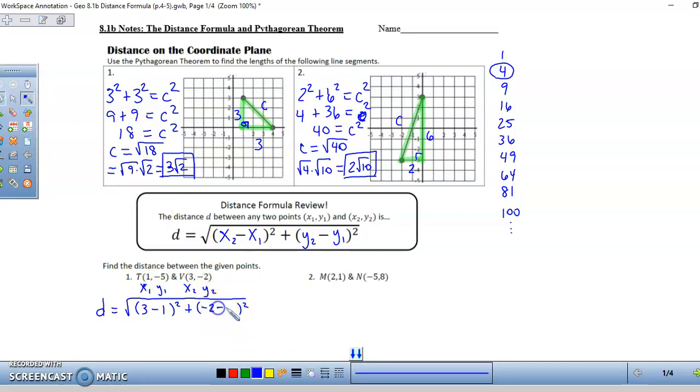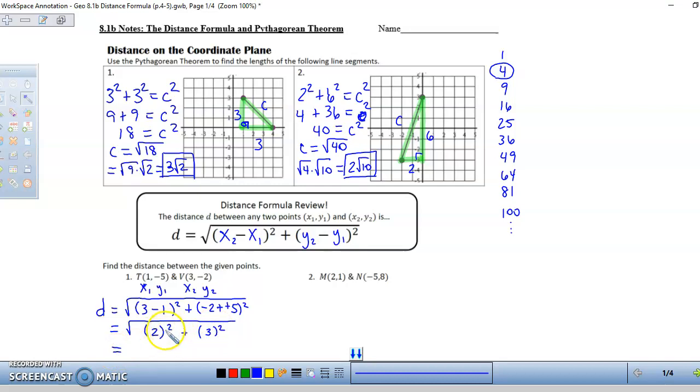So you need to say minus a negative 5. Okay, so next step in that, we're going to simplify inside the parentheses. So 3 minus 1 is 2 squared. Negative 2 minus a negative 5. Remember, minus a negative is plus. So negative 2 plus 5 is 3 squared.